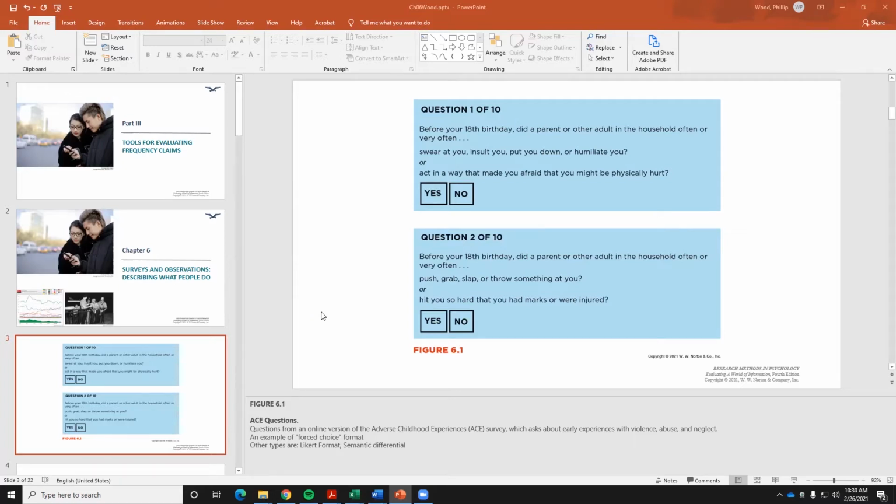There are other formats. We talked earlier about Likert formats, a 1 to 5 scale, or a semantic differential, where instead of strongly agree to strongly disagree, we put some other words that reflect a sentiment.